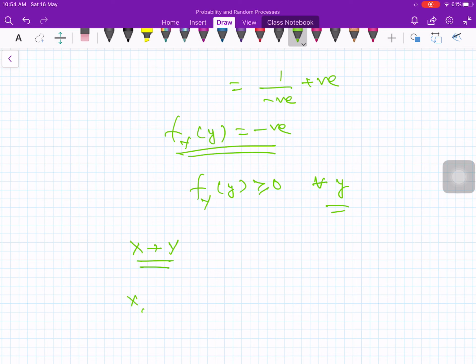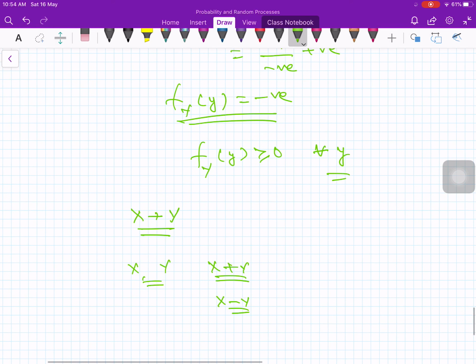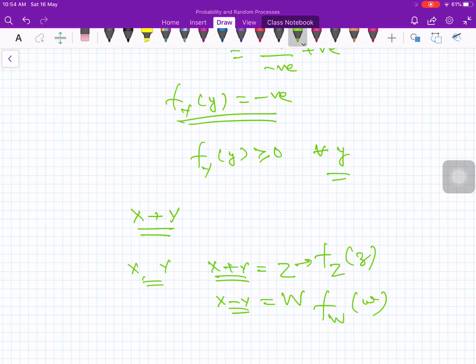So x is given, y is given. What is the distribution of x plus y? This is a very famous and very important topic that we are interested in. Sometimes we will also be interested in x minus y, the distribution of the random variable x minus y, because x plus y gives another random variable z, and x minus y will give another random variable w. So what is the distribution of the random variable, f_Z(z) or f_W(w)? That we will discuss in the next lecture.